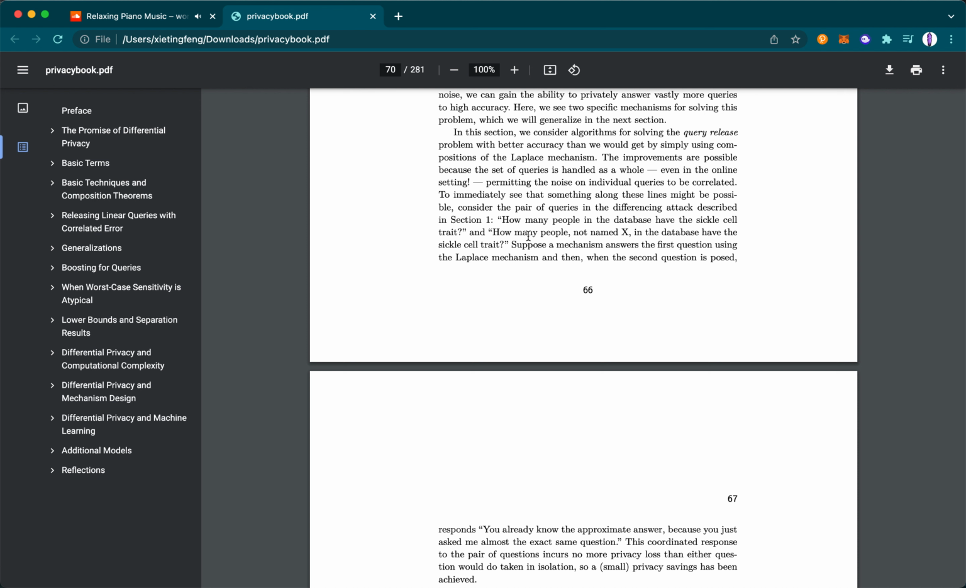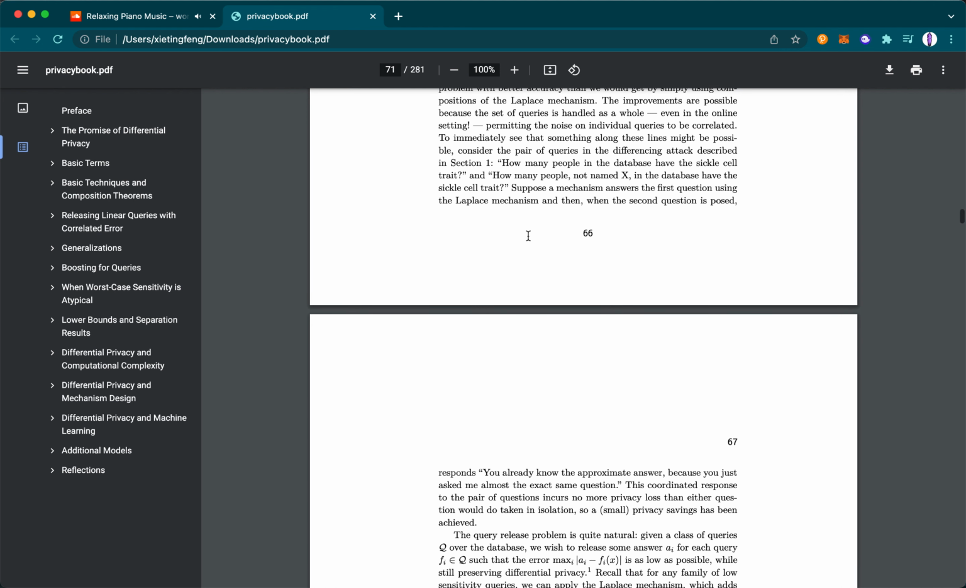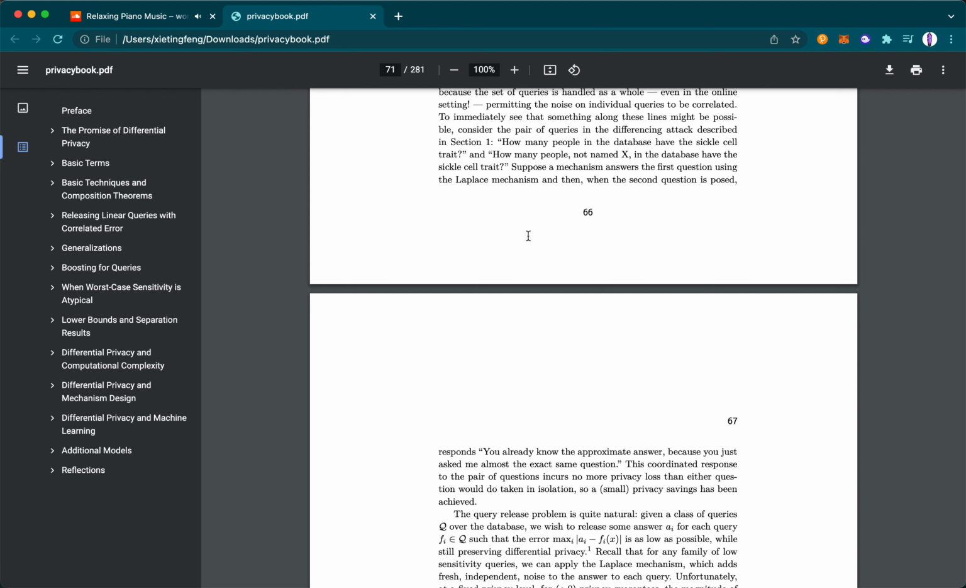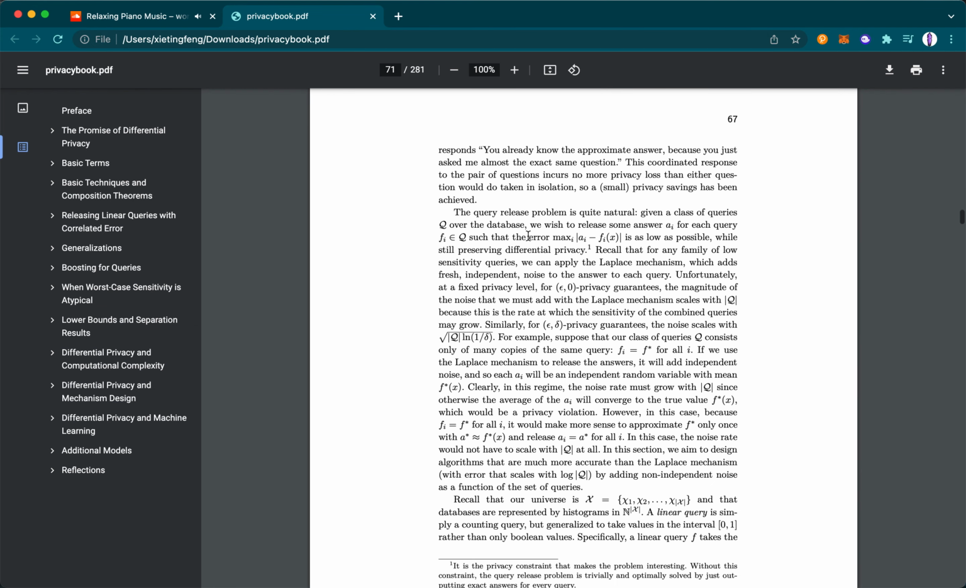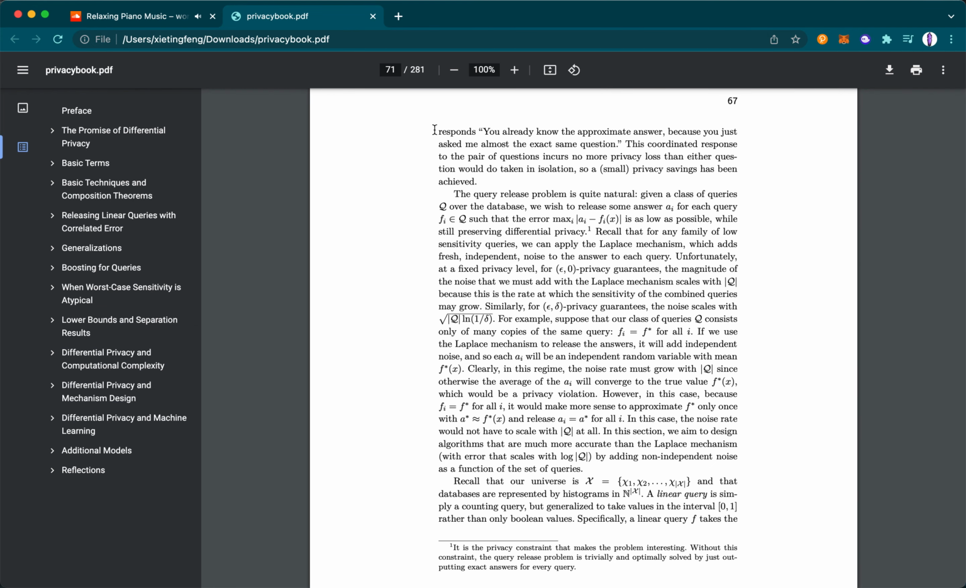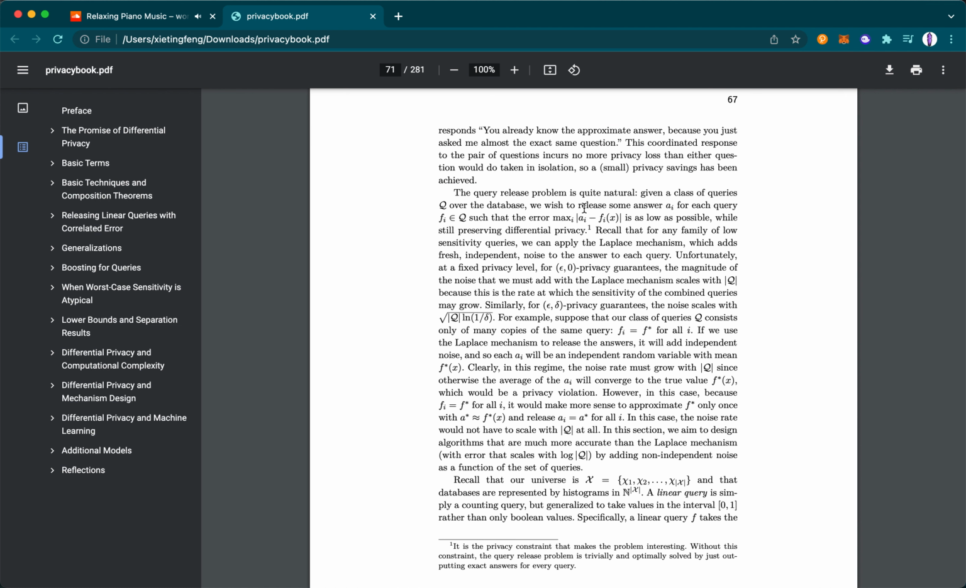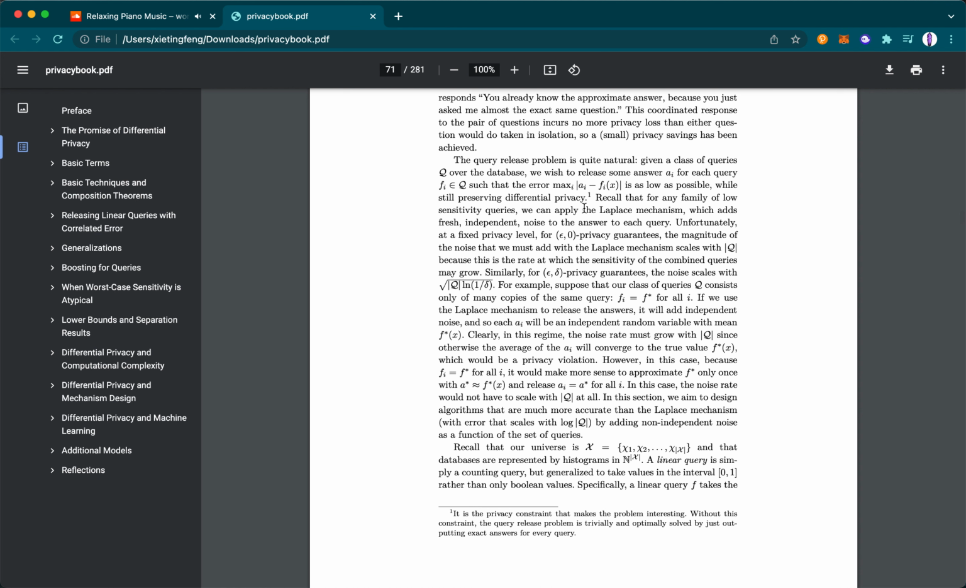How many people in the database have the sickle cell trait, and how many people, not named X, in the database have the sickle cell trait? Suppose a mechanism answers the first question using the Laplace mechanism, and then, when the second question is posed, responds: you already know the approximate answer, because you just asked me almost the exact same question. This coordinated response to the pair of questions incurs no more privacy loss than either question would taken in isolation, so a small privacy savings has been achieved.